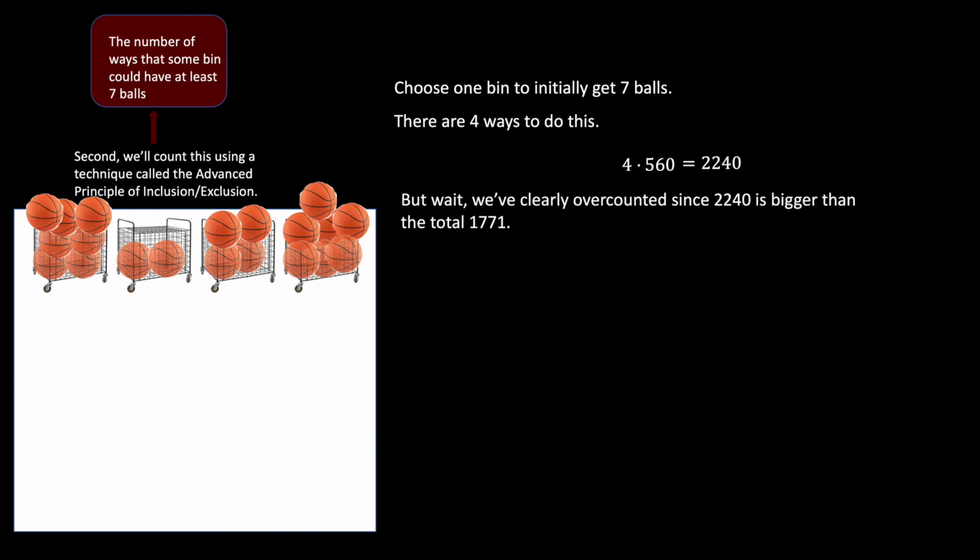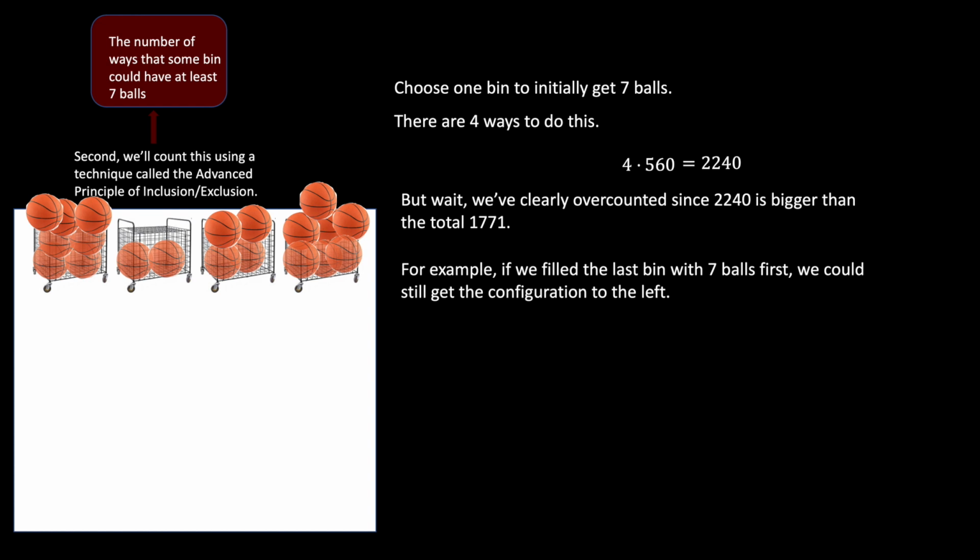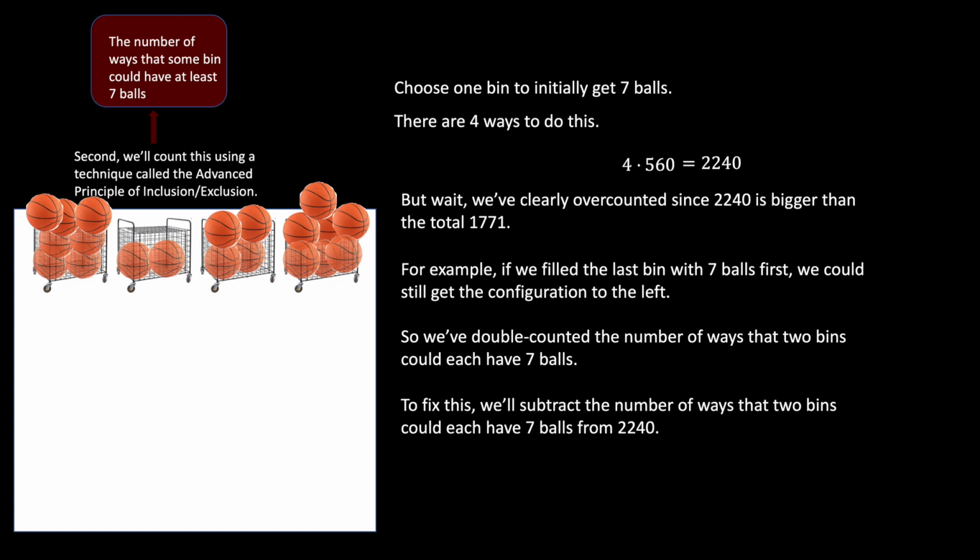Wait a minute, that's way more than the total, 1,771. So clearly we've overcounted. And for example, if you filled the last bin with 7 balls first, you could still arrive at this configuration to the left. So it looks like maybe we've double counted the number of ways that 2 bins could each have 7 balls. So to fix this, let's just subtract that from 2,240.